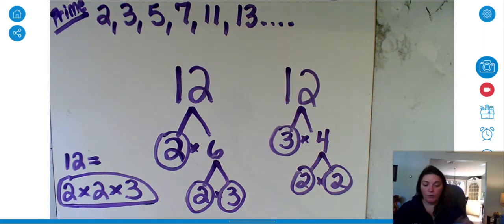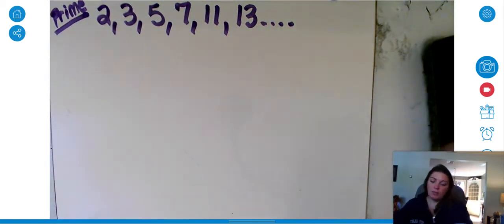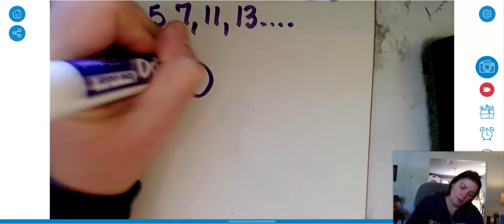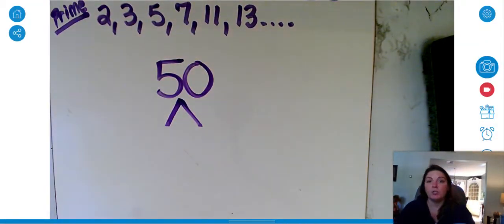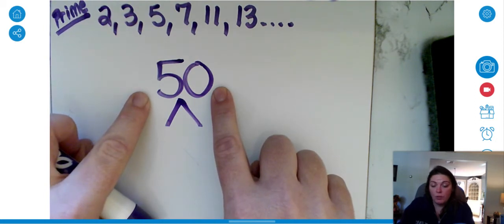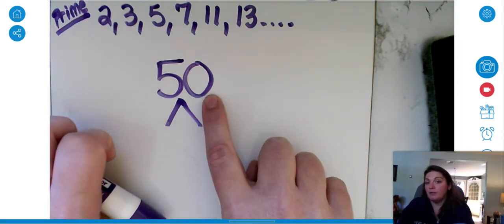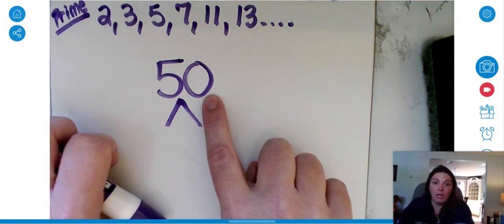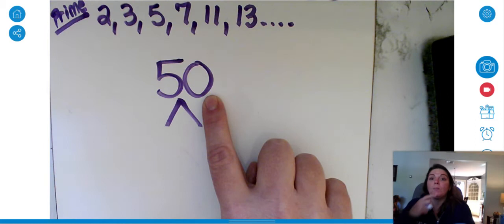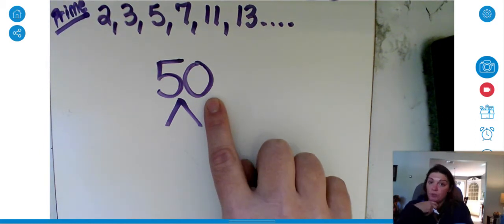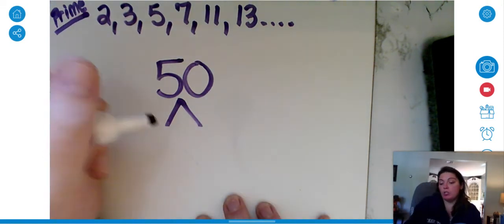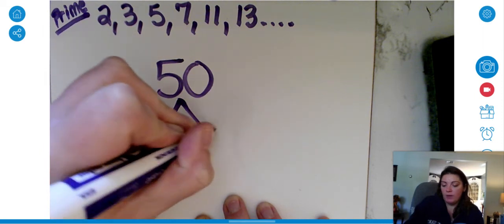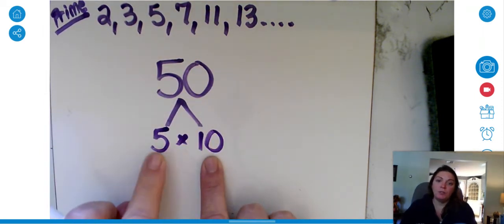All right, let's look at one more example. Let's do the number 50. Now 50 is composite, which means it has more than 2 factors. So let's think of different factors of 50. There's quite a few. It ends in a 0, so I can divide 50 by 10. 5 and 10 are factors of 50. I can also divide 50 by 2. 2 times 25 gives me 50. So pick whichever factors you're more comfortable with. I'm going to choose 5 and 10. 5 and 10 are factors of 50 because 5 times 10 is 50.